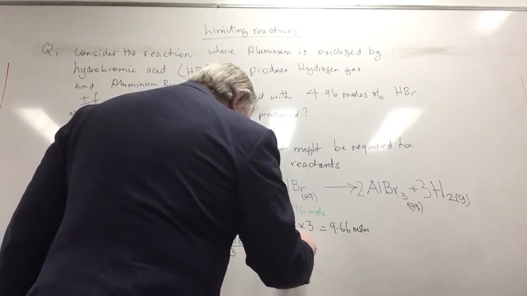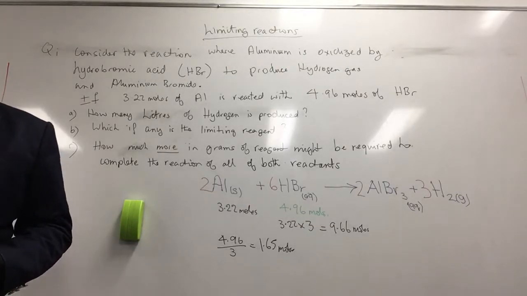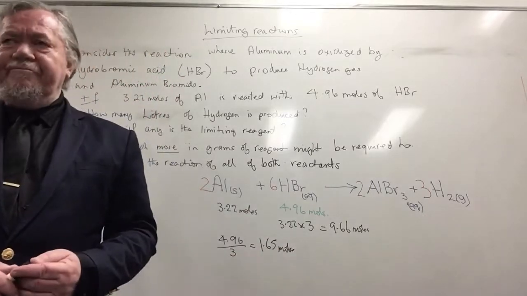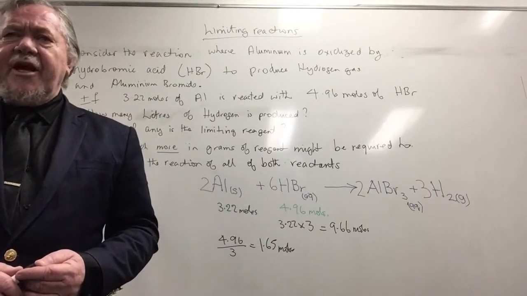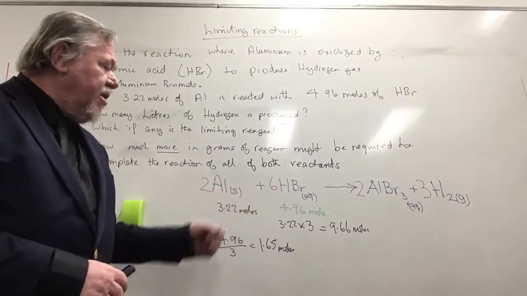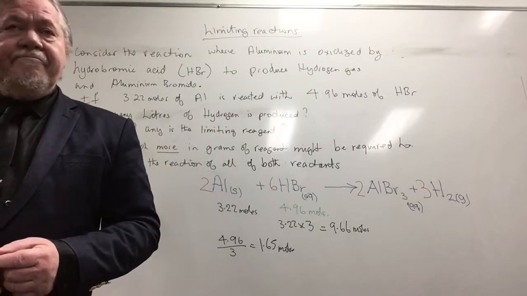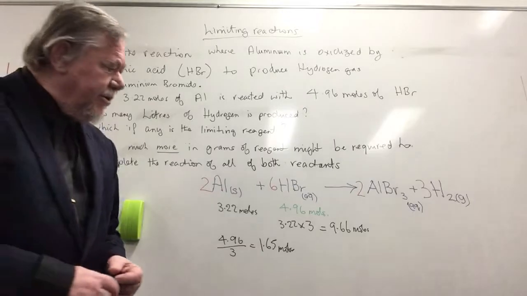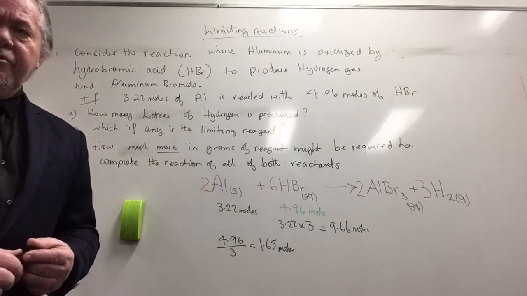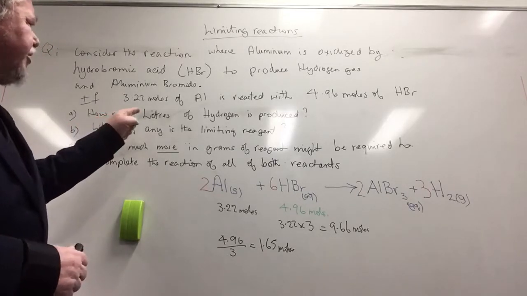1.65 moles. So what we need is 1.65 moles of aluminium to use all of the hydrobromic acid. If we have more than 1.65 moles of aluminium, we will have some aluminium left over, won't we? Do you agree? Yes. Okay. All right. The question now asks you: how many liters of hydrogen is produced?